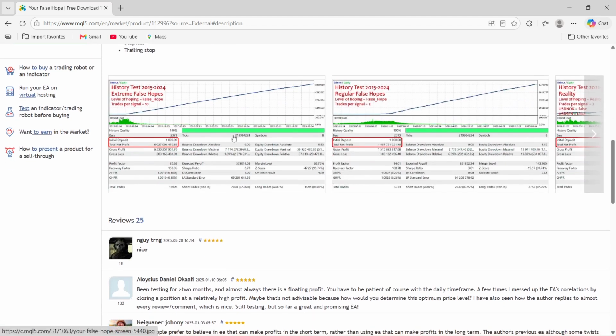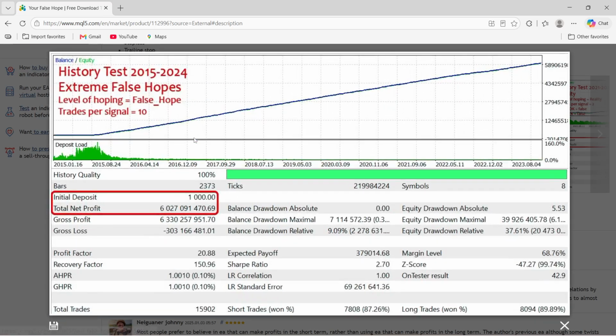All right, let's take a look at some of the screenshots here. Back tests. So you can see with an initial deposit of $1,000, as is recommended, the total net profit was 6,027,091,470 over the period. It was 2015 to 2023, so that should be about 8 years of backtests.